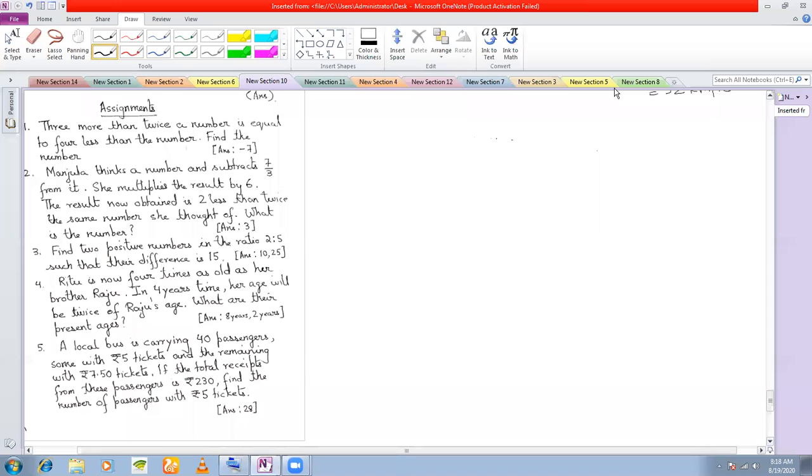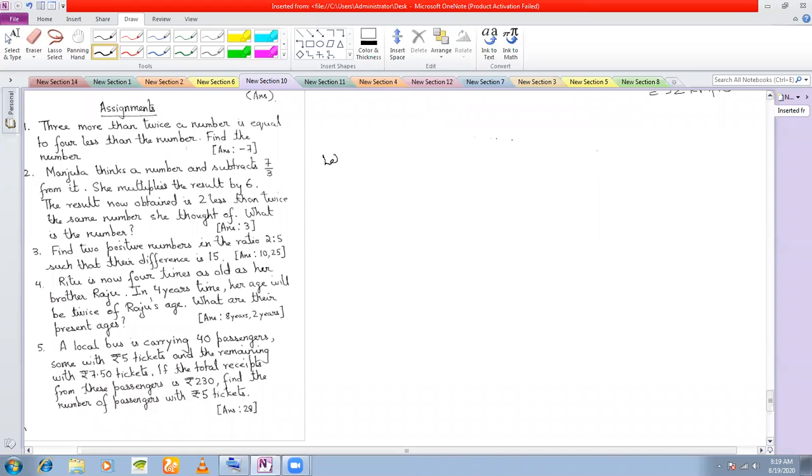Manjula thinks of a number and subtracts 7 by 3 from it. She multiplies the result by 6. Whatever number she gets after subtracting 7 by 3 from the number, she multiplies it by 6. The result now obtained is 2 less than twice the same number. Whatever result she gets, it is 2 less than twice the original number that we had taken. So what is the number?